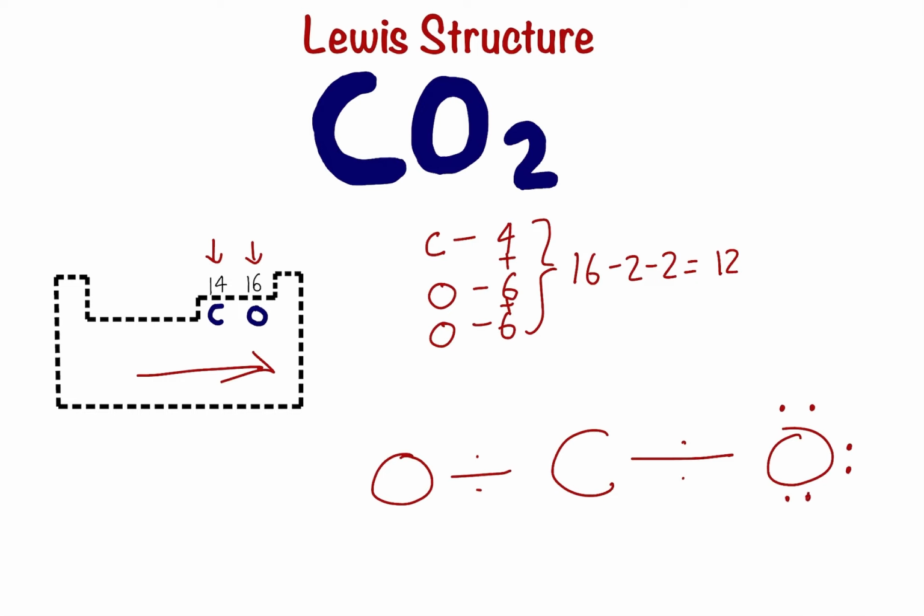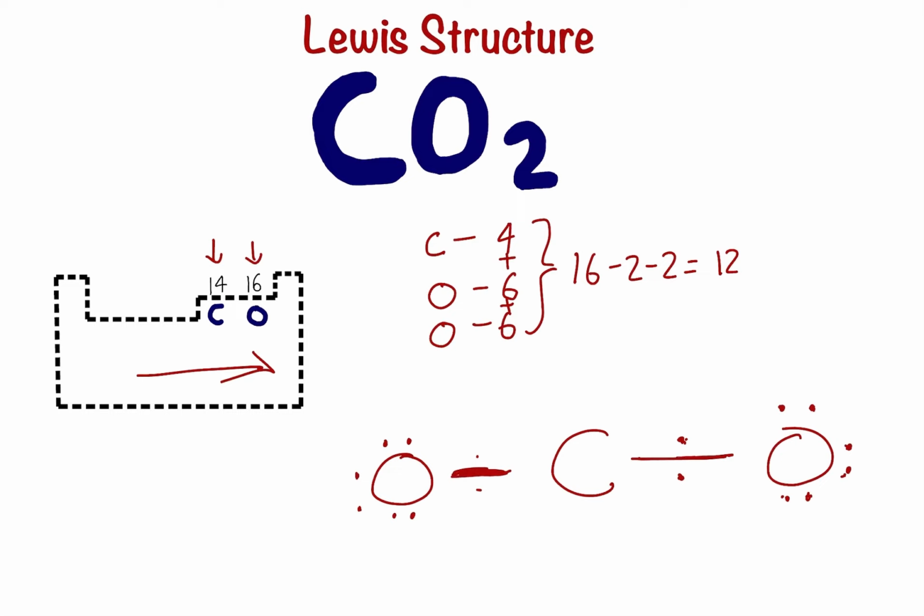Now oxygen has a full octet because it has 2 from these valence electrons right here and 6 right here. 1, 2, 3, 4, 5, 6, 7, 8. I do the same thing with the other oxygen. I already used 6, meaning I have 6 valence electrons left for this oxygen, and now this oxygen is happy because it has 8 valence electrons, again including this single bond right here.